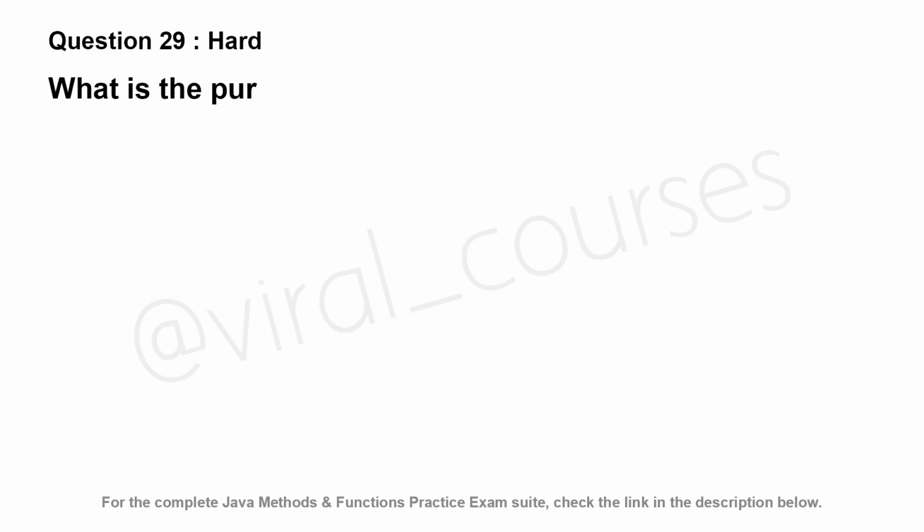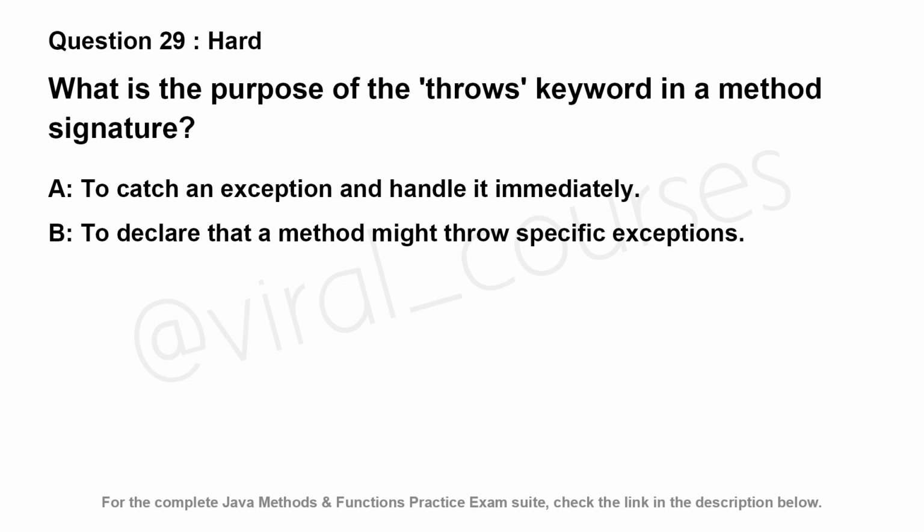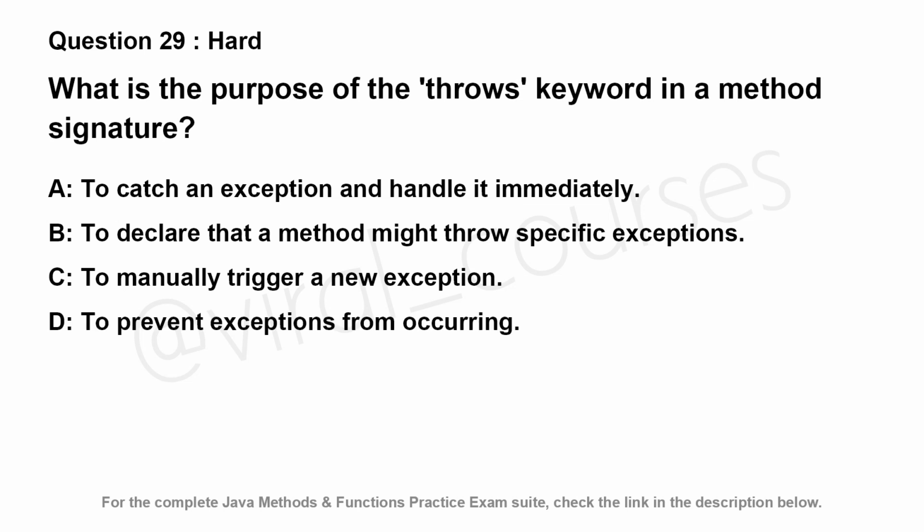What is the purpose of the throws keyword in a method signature? Option A, to catch an exception and handle it immediately. Option B, to declare that a method might throw specific exceptions. Option C, to manually trigger a new exception. Option D, to prevent exceptions from occurring.